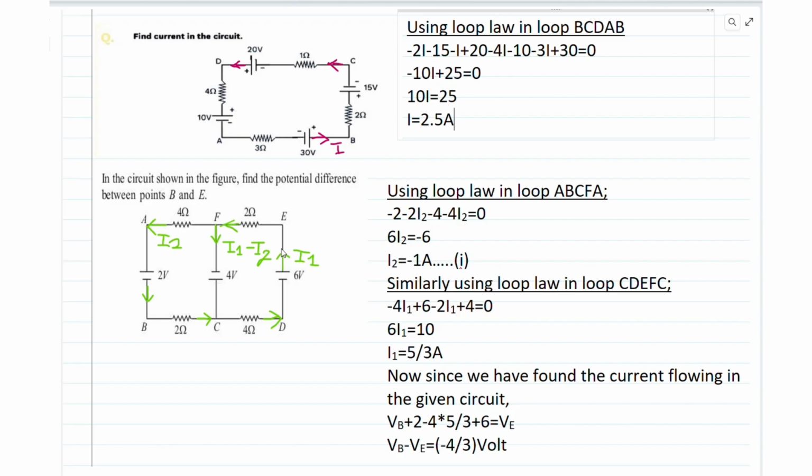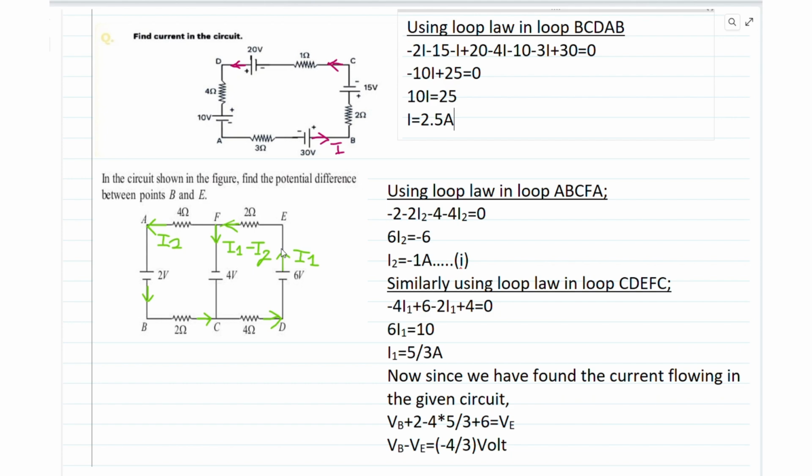Okay. So similarly, traversing in loop C, D, E, F, we can write minus 4I1. That's very much clear. Then there's plus 6 volt, that's a gain of potential. Then minus 2I1 for pretty simple reasons. And then there's a gain of plus 4 volt as we're moving from the negative to the positive terminal of the battery, and we'll equate it with 0. So 6I1 equals 10 and I1 equals 5 upon 3 ampere. So this is actually the correct direction because the current is coming out to be a positive 5 by 3 ampere.